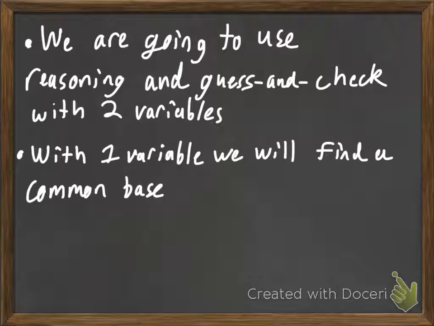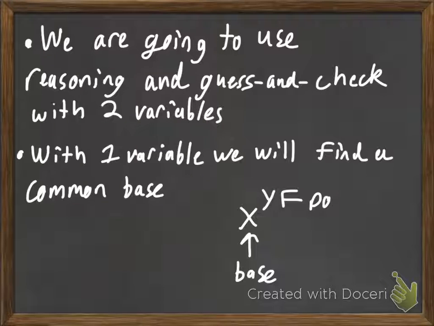So just a reminder, whenever you have an exponent, we have our base. So this is our base. And then we have our exponent or power. So base, power. So whenever we have just one variable, we're going to find a common base. So it's going to be all about that base.